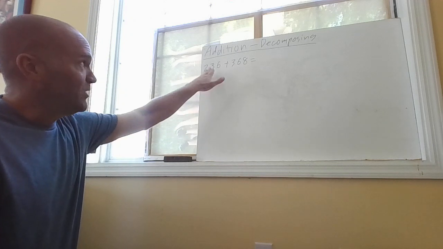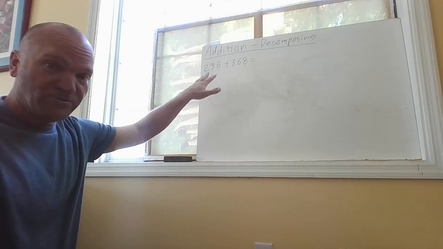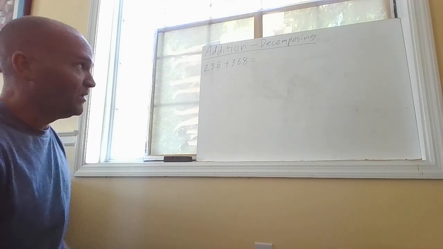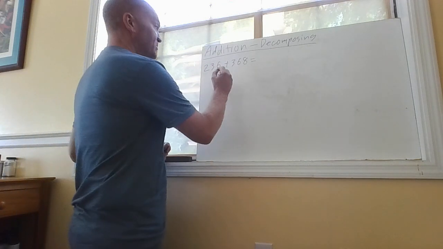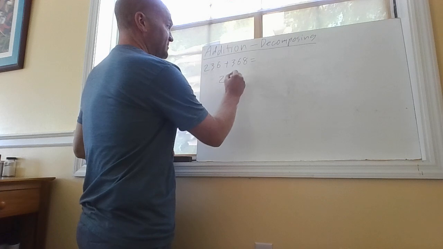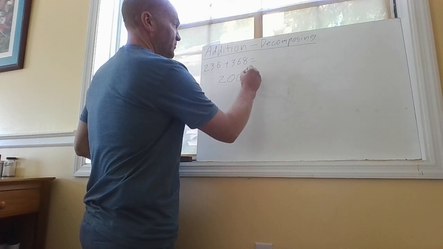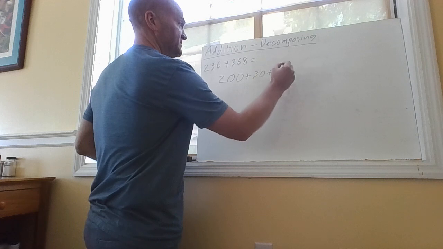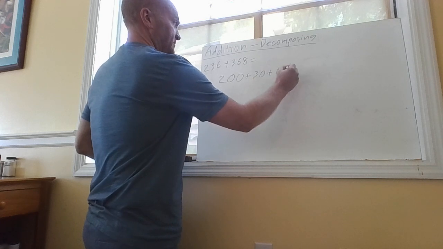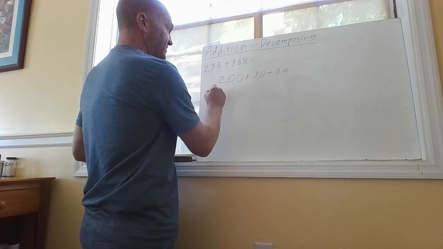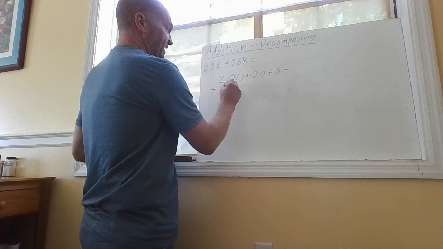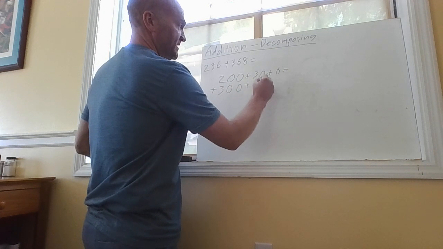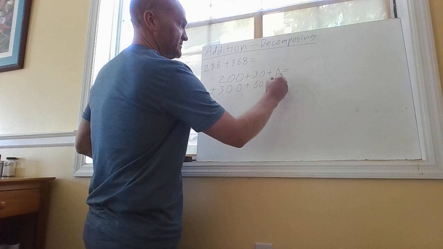So we are going to break each of these three-digit numbers down into their component parts. So we're going to break it down into hundreds, tens, and ones. So I'll start with 236. All right, it's 200 plus 30 plus 6. And then I'll break down 368: 300 plus 60 plus 8.